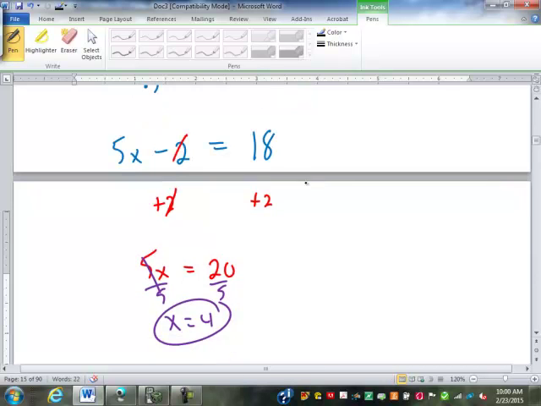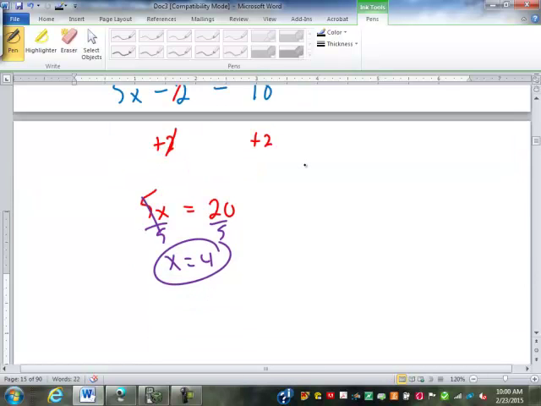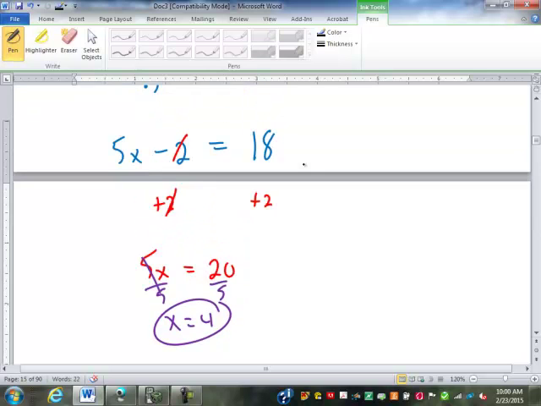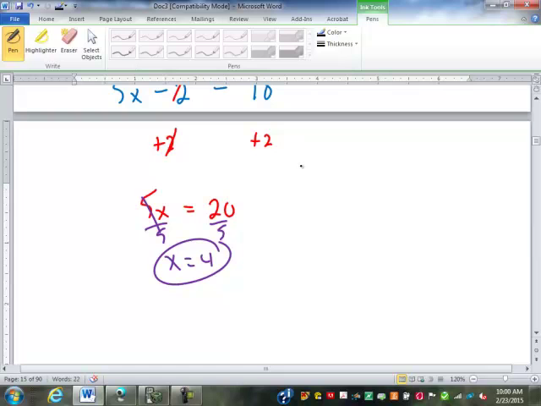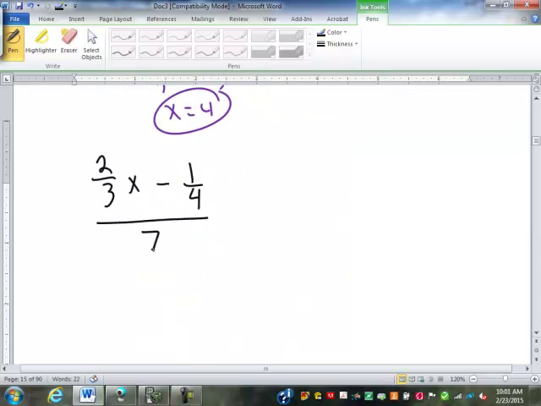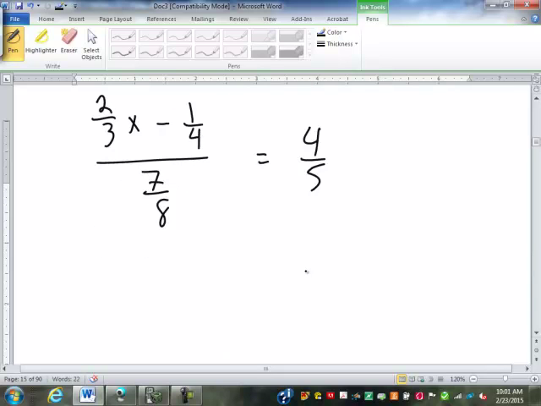You guys need to try one more of those? I think I got it. Think you got it? Well, let's try something like this then. Looking at this one now, we've put the fractions in there, but it's still the same process. Tell me what to do.